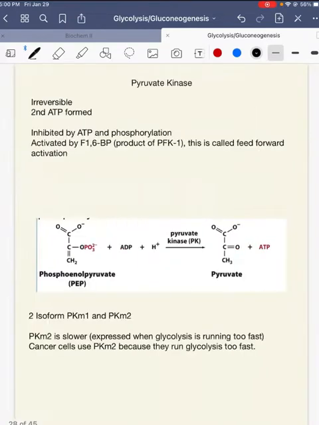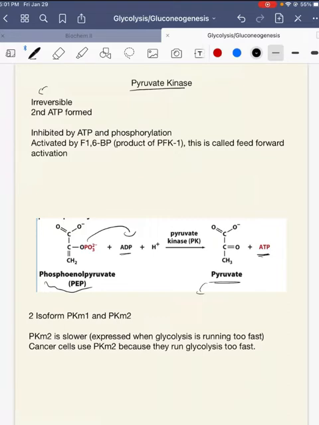So now we made PEP, so now we're on the last step. This is done by pyruvate kinase. This is our third irreversible step. We had hexokinase or glucokinase as the first irreversible step, and then PFK, phosphofructokinase, as the second. The third irreversible step is pyruvate kinase. What it does is it takes PEP with ADP and transfers this phosphate to ADP, and we generate ATP and pyruvate. Pyruvate is the final product of glycolysis.